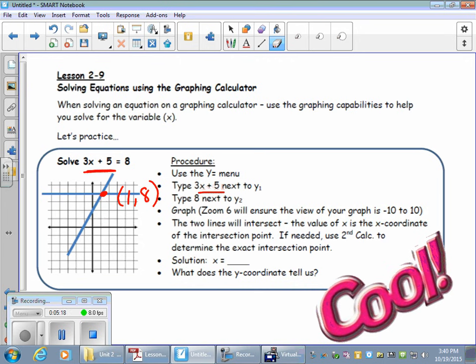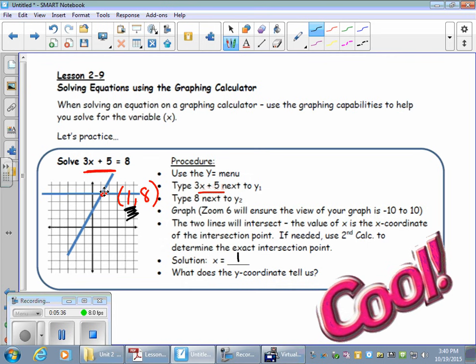Now, you may say, well, I don't understand. Why do I have two answers? You don't have two answers. X is the answer you're looking for. You're looking for the first number of your ordered pair. So X is equal to 1.